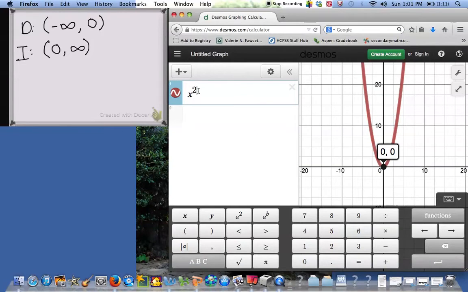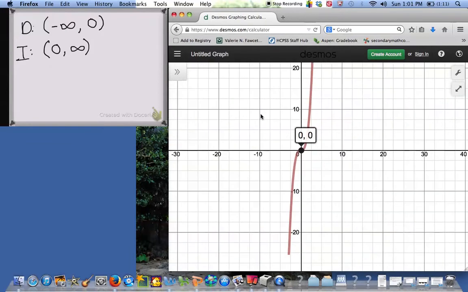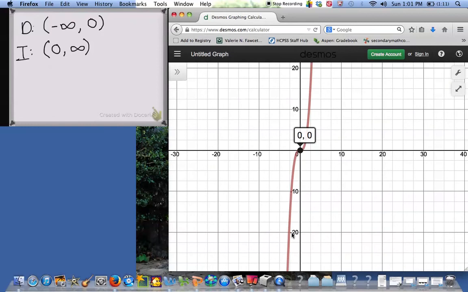Let's make this x to the third. How is that going to change? You guys know the shape of an x to the third graph. As you can see here, this graph never decreases. As you work your way left to right on the x-axis, the y values are continuously going up and up and up. Think of it as a roller coaster.